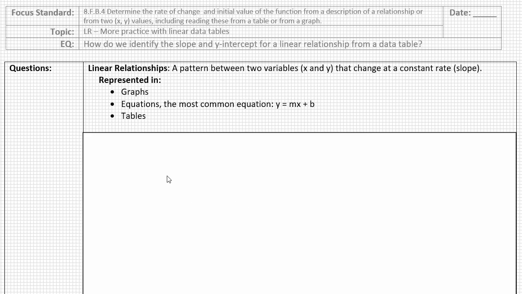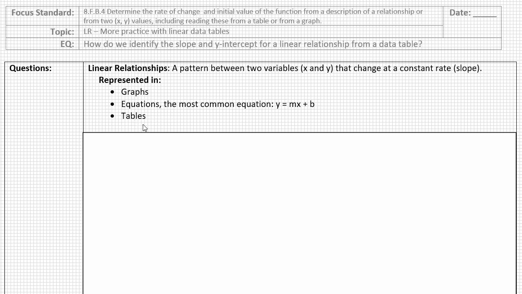So this information was covered in our last video about introducing data tables and linear relationships, but I just like the reminder here that linear relationships are a pattern between two variables that change at a constant rate. That constant rate, that change, meaning that they add the same amount every time or subtract the same amount every time, that is what we refer to as the slope. And the two variables are x and y in this generic case, but you can use any two variables. And we use three different representations for linear relationships: graphs, equations, and tables.